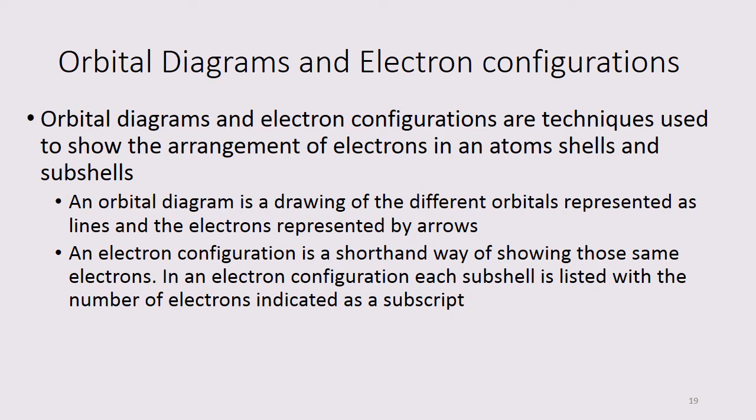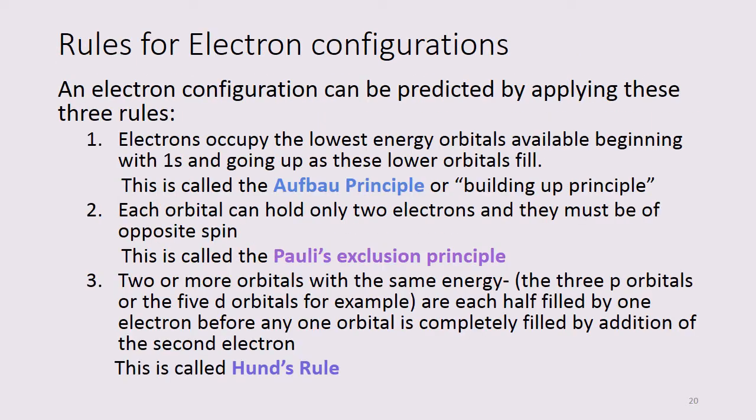Now, an electron configuration is actually a shorthand way of showing those same electrons, and what we're going to do is show how many electrons are in which subshell, which shell, etc. All right, so here are the rules for drawing orbital diagrams and electron configurations.